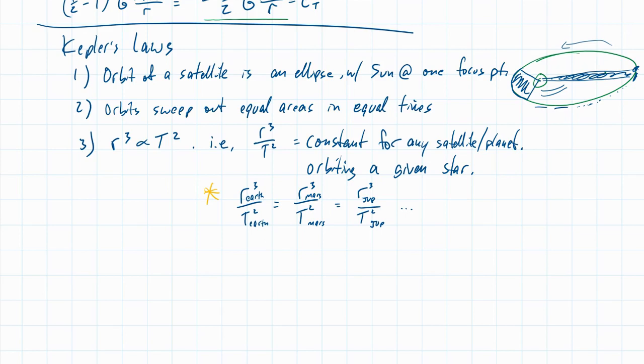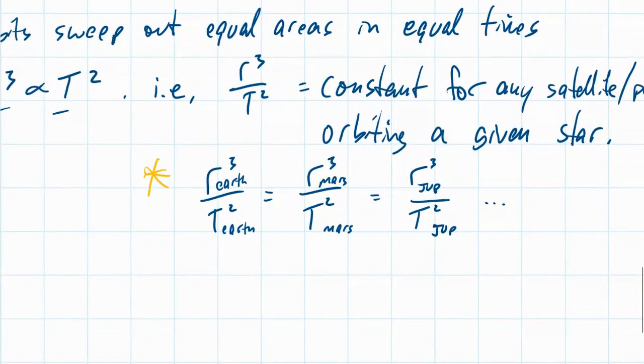And the last law is that the radius cubed is proportional to the period squared, and this is true for all planets. So that's to say that the r cubed over t squared ratio for the Earth is equal to that of Mars, is equal to that of Jupiter. So that particular ratio is equal for every planet that orbits a given star.